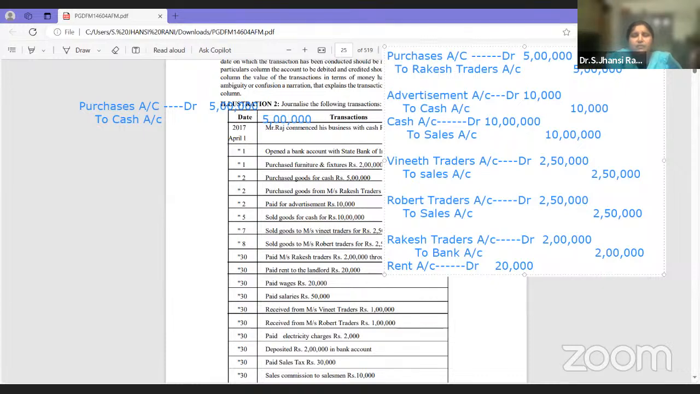So whenever I'm paying rent, how will I pay? I will pay either cash or check, through online or check. I assume here I am paying cash. So I write cash is going, whenever I'm paying rent, cash is going out of the business. All right. To cash account, and the amount is 20,000.